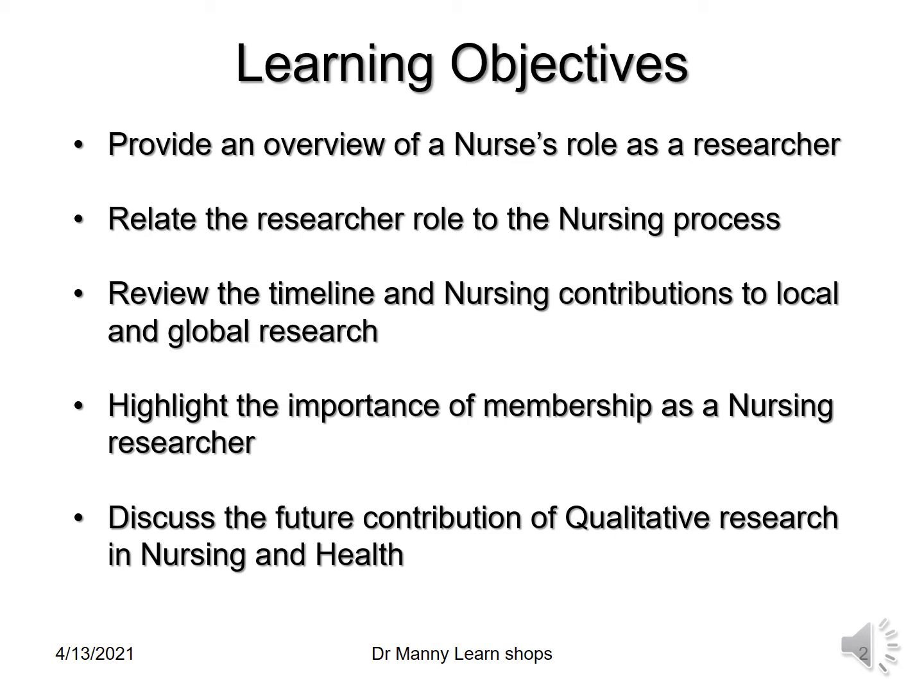as a master's research student, your role as a researcher, and then relate the researcher's role to the nursing process. Review the timeline and highlight to you the importance of the nursing contributions both in a local and in a global setting. And highlight the importance of membership in certain organisations for you as a nursing researcher. And then to discuss the future contributions of qualitative research in nursing and health, and possibly why it's important to you and what you should consider as a researcher in the future.